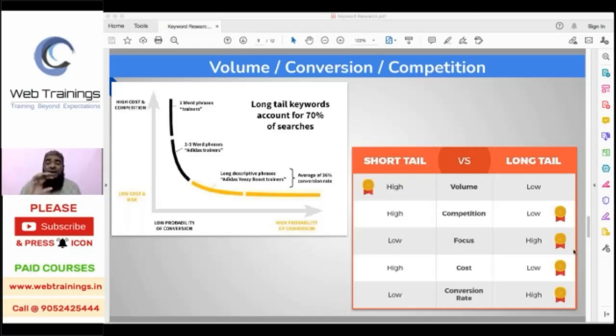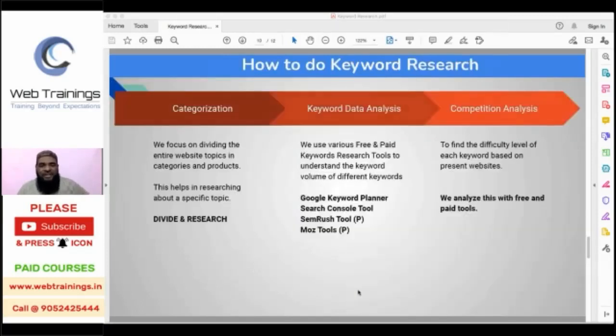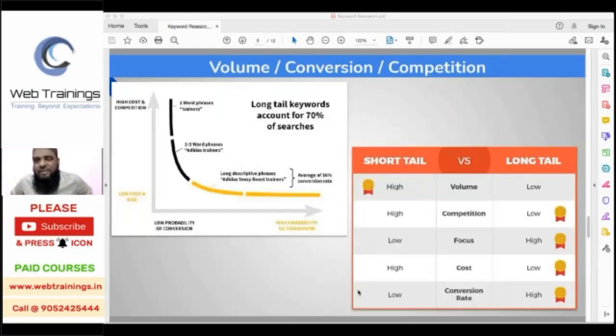So the idea is, rather than focusing or fighting for short tail, let's focus on the long tail first, and we have to bring value to the client for long tail. Short tail will come automatically as we become experts in the industry, as we go into the subject. So I hope you are clear with this concept of discussion. Any questions? Please ask.